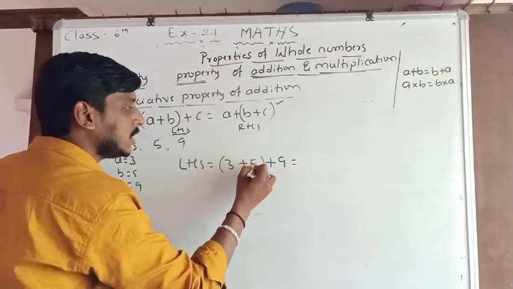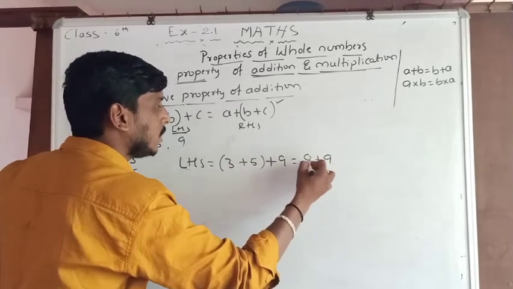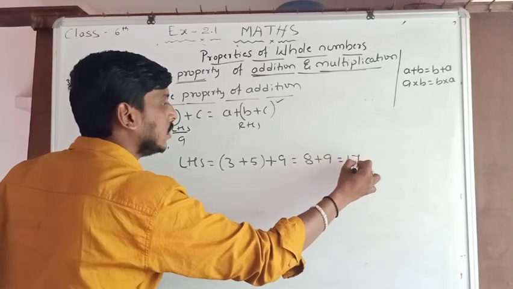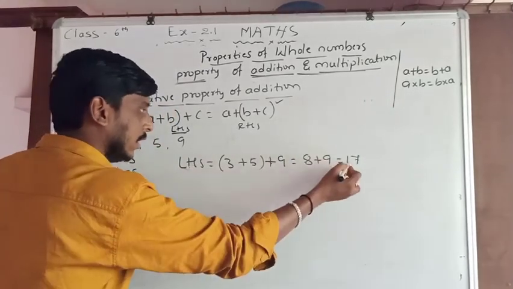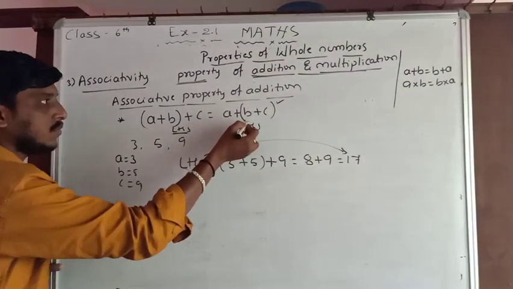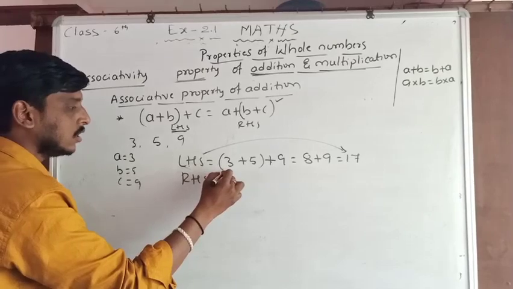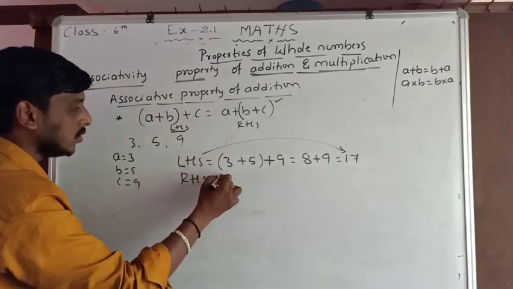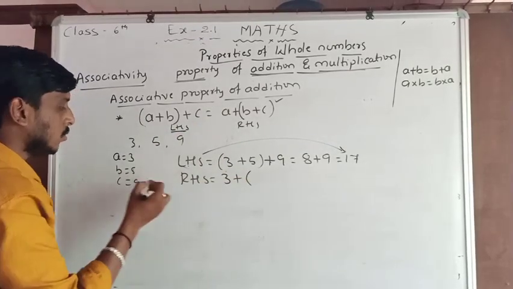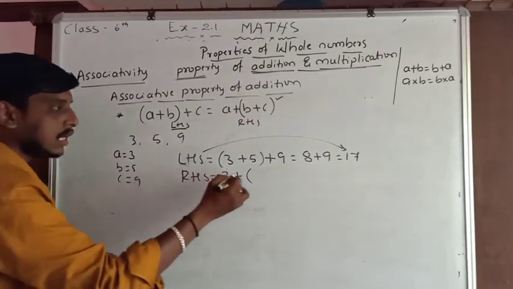So 3 plus 5 how much? 8, and plus as it is. 8 plus 9 how much? 17. This is the LHS value, 17. Now go for RHS, our right hand side. So here, first a value 3, then bracket, b plus c. b value 5 and c value 9.